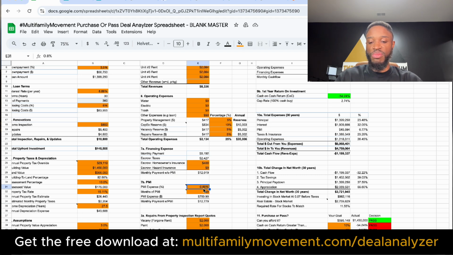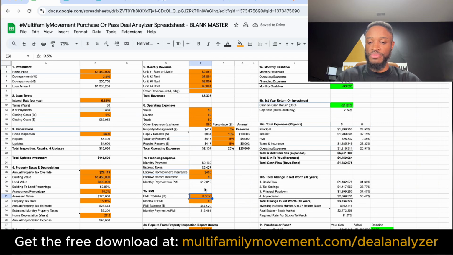But let's just say that your private mortgage insurance is 0.5% of the loan amount, okay? 0.5% of the loan amount over 60 months, which is 5 years, until it gets to 80% loan to value and you can refinance. That half a percent is going to be another $472 per month just to protect the banks.